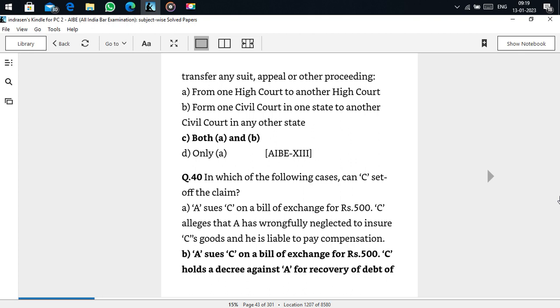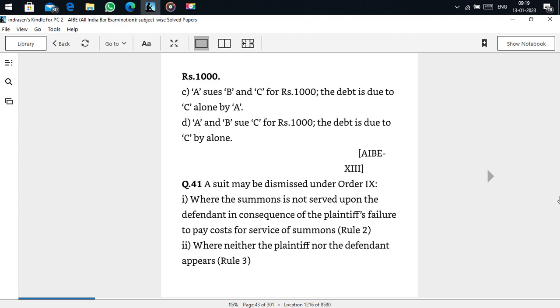In which of the following cases can C set off the claim? In a particular claim, C can set off the claim. A sues C on a bill of exchange of 500. C holds a decree against A for recovery of a debt of 1000 rupees. If the recovery is more than what is required, then he can set off the case.